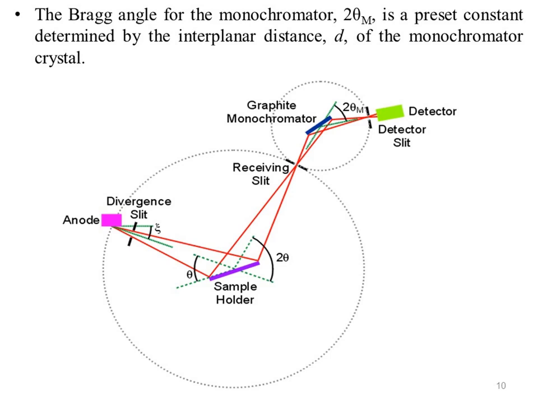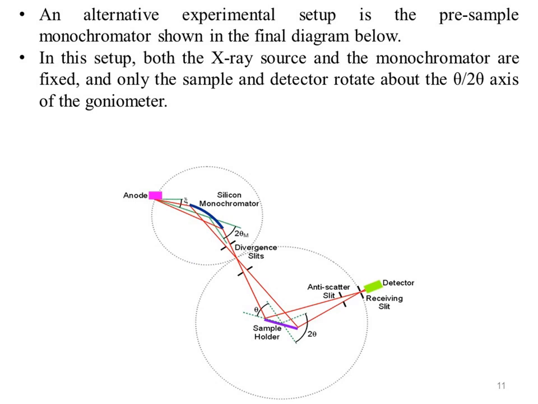An alternative experimental setup is the pre-sample monochromator shown in the final diagram below and illustrated by the two photographs on the next slide. In this setup, both the X-ray source and the monochromator are fixed and only the sample and detector rotate about the theta over 2 theta axis of the goniometer. In order to achieve separation of the K alpha 1 and K alpha 2 wavelengths together with a reasonable X-ray intensity, the pre-sample monochromator is curved so that the X-rays are focused, or nearly focused depending on the exact curvature used, from all parts of the crystal.